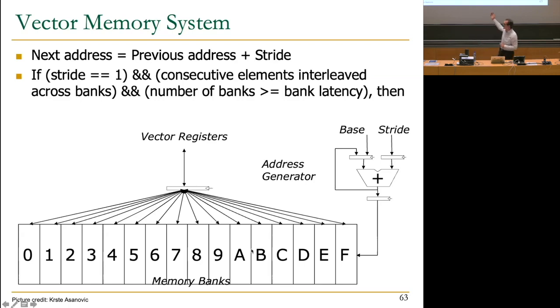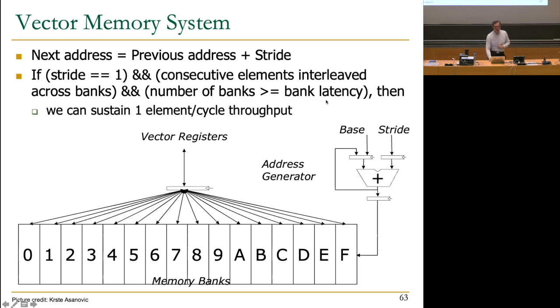But this, of course, requires what I just formalized over here, right? If your stride is 1, and consecutive elements are allocated to different banks, in other words, in memory terminology, consecutive elements are interleaved across the banks, and the number of banks is greater than or equal to the bank latency, then you can sustain one element per cycle throughput. If any of these is not true, this equation gets broken and you cannot sustain that throughput. I'm going to generalize the stride later on. Stride 1 is nice, but stride 1 is not enough. If consecutive elements are all in the same bank, somebody did not do the data mapping well, too bad. You're back to one element every 11 cycles.